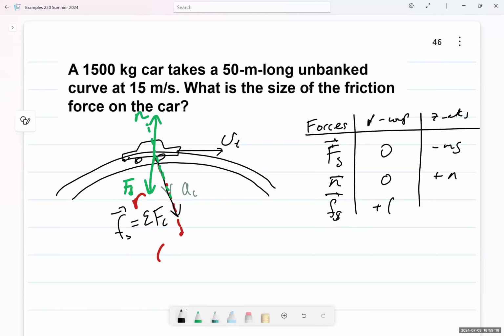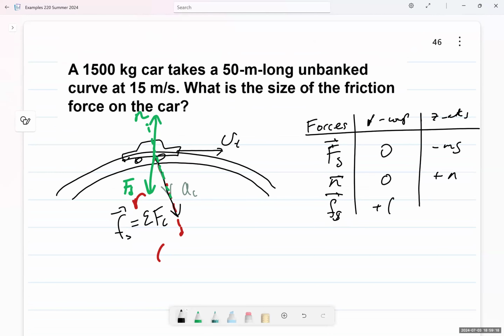So equation 1 is static friction equals mass times speed squared over radius. The net centripetal force equals just the friction force, and it equals mass times centripetal acceleration, which, remember, is speed squared over r. Equation 2 is normal force equals mg. Those two balance each other.